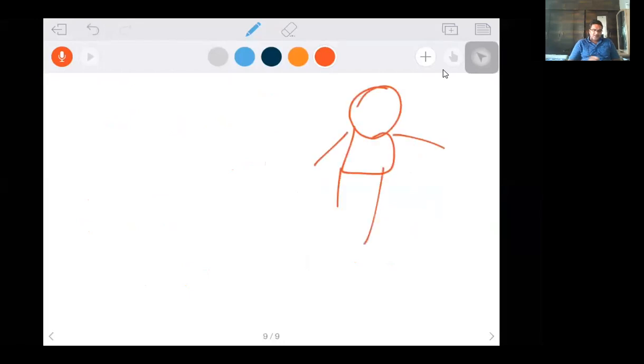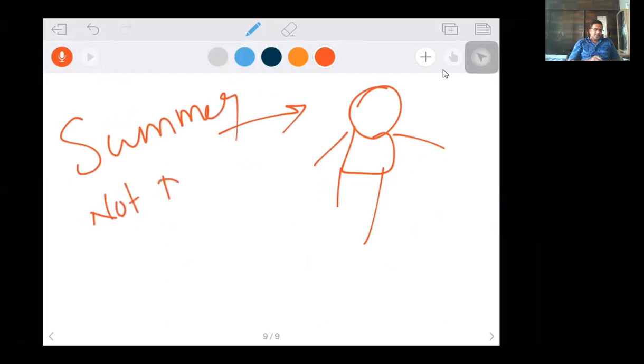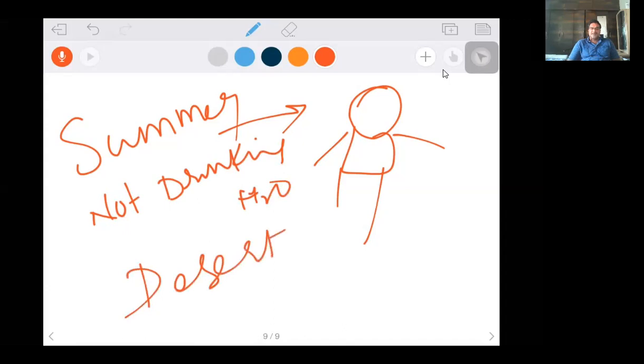That means for a long period, we create all extreme conditions. It is summer. He is not drinking water, meaning water is not available. Then he is in the desert, with no availability of water. So in this condition, what kind of changes will come in the body?